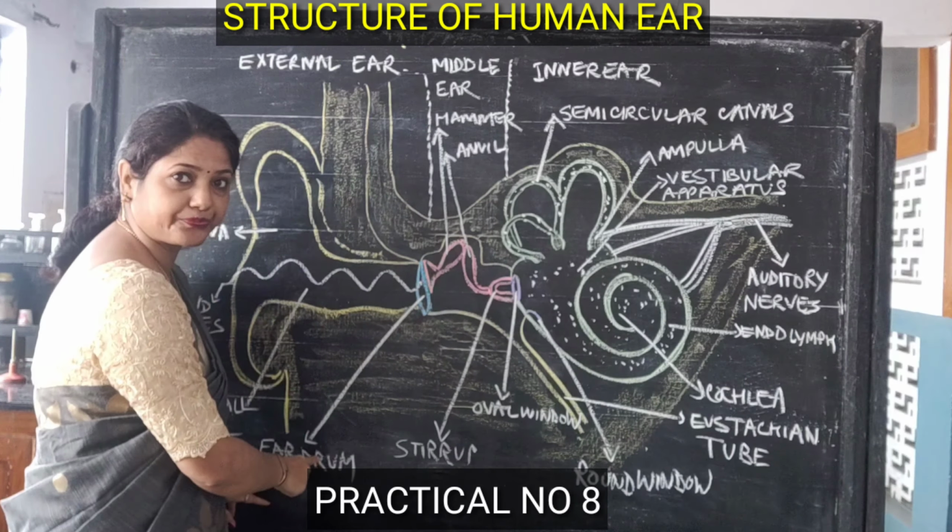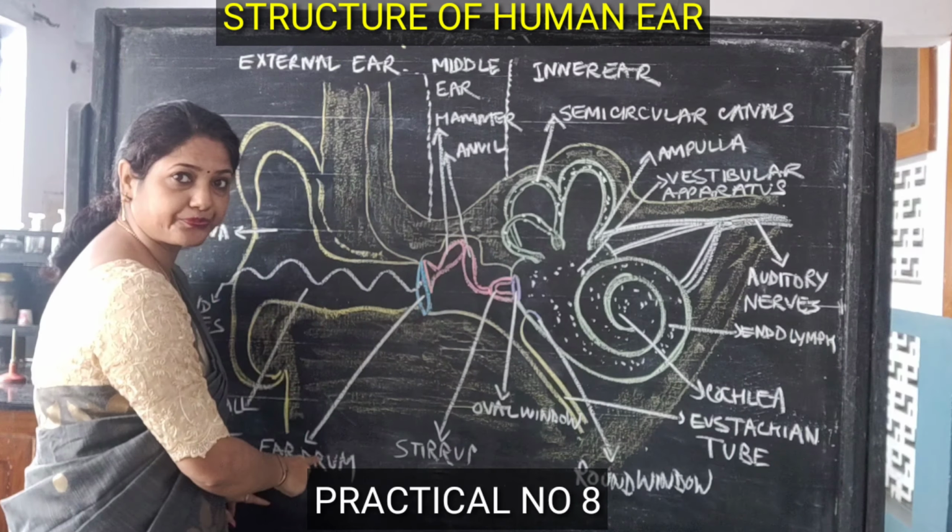Through the pinna and along this canal, the sound waves enter and strike the membranous structure of the eardrum. So this is what happens in the external part of the ear. Let us see what the different parts present in the middle ear are. The middle ear starts after the eardrum, and in the middle ear there are three bones which are called ear ossicles.